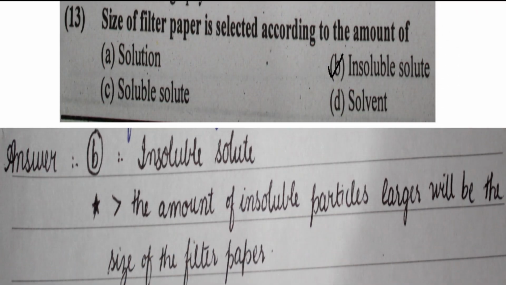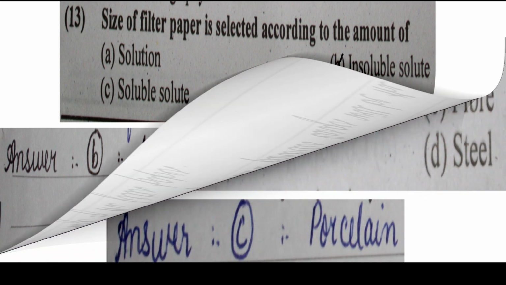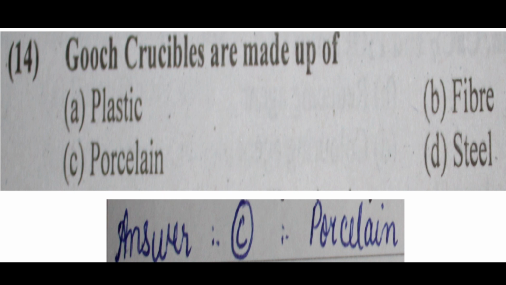Next is size of filter paper is selected according to the amount of. So it is selected according to the amount of insoluble solute, that is option B, because greater the amount of insoluble particles, larger will be the size of the filter paper. Next is Gooch crucibles are made up of. Gooch crucibles are always made up of porcelain. Option C is going to be our right answer.